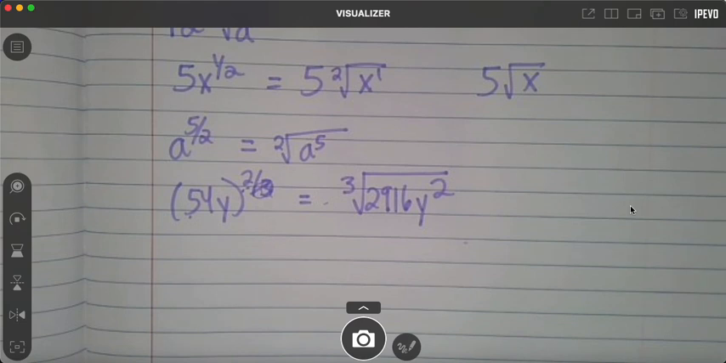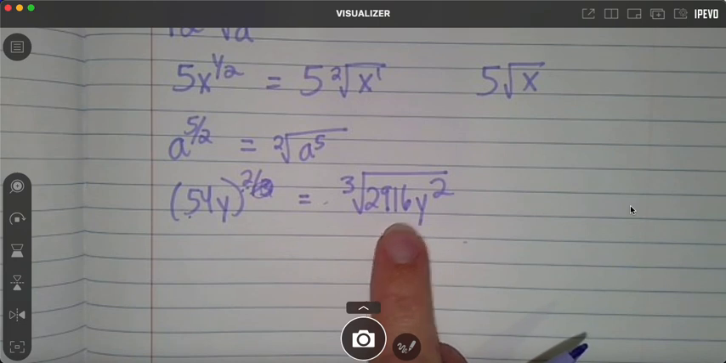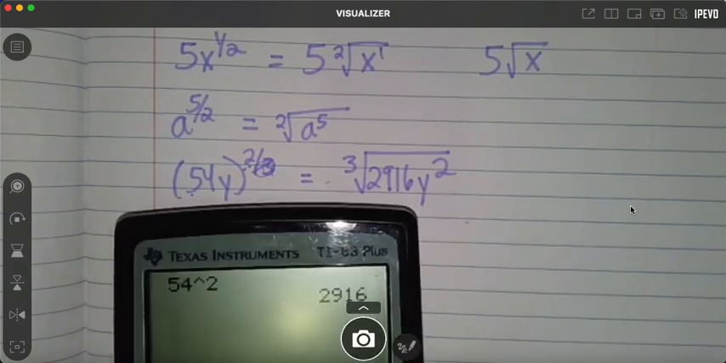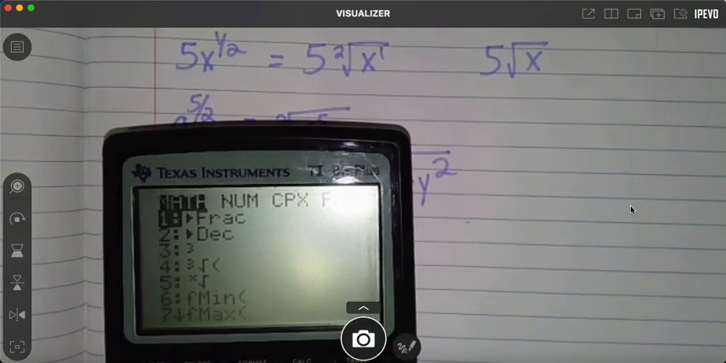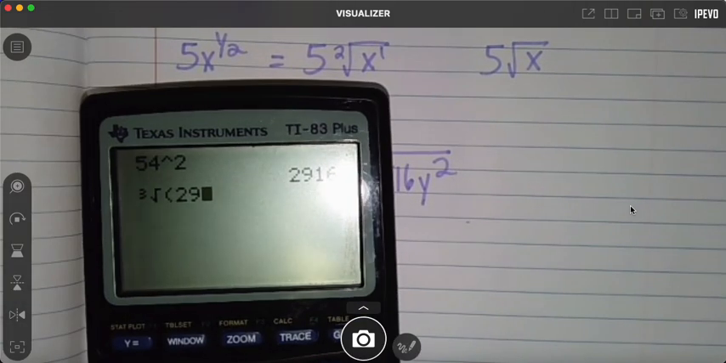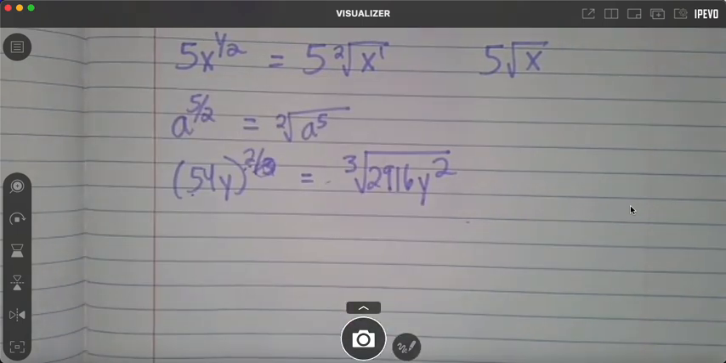Now, one thing you want to check is, can you take the cube root of that? Shouldn't we check that to make sure it can't be simplified? How do we take the cube root of something? We just put it in our calculator. So I'm going to press math. Here's my cube root. And what was my number? 2,916. So no, it can't be, and I won't simplify it. We can just leave it like that for now. Okay?